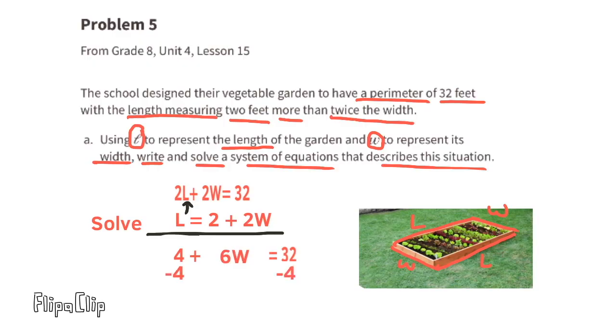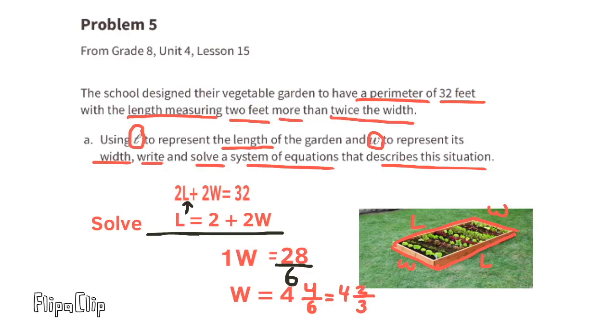Subtract 4 from both sides of the equal sign. Divide both sides by 6. Now we know that 1W equals 28 over 6, which is equivalent to 4 and 4/6 and can be simplified to 4 and 2/3. W equals 4 and 2/3. Now we can substitute the W with 4 and 2/3, or 28 over 6.